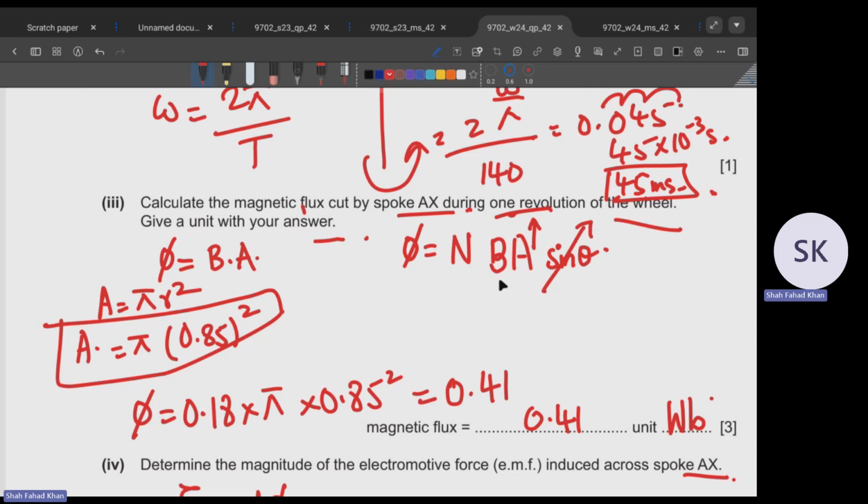We're only left with NBA. Now the N is, in this case, because they're asking us for only one revolution, just 1. We are only left with B and A. So just multiply B and A and you'll get your answer.